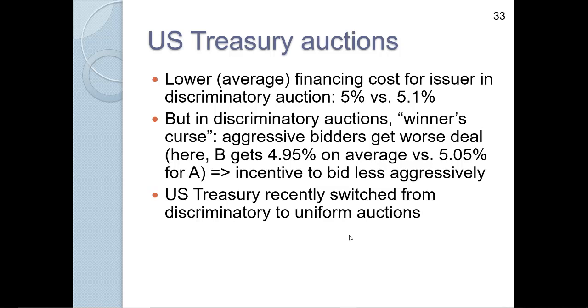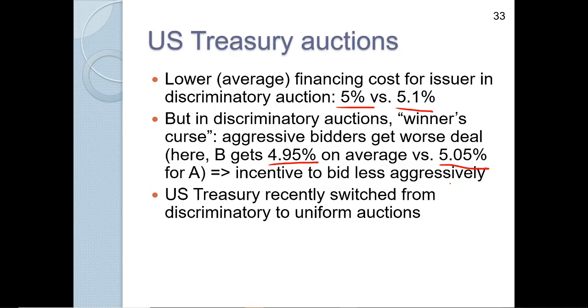If we compare the two types of auctions, we see that in the discriminatory auction, the US government has to pay a lower average yield. They only pay 5% versus the 5.1% that they pay in the uniform auction. That means that in the discriminatory auction, we have something called the winner's curse. Why is it called winner's curse? Because even though you win, you end up getting a lower yield. In this case, for example, B is getting a lower yield of 4.95 in the discriminatory auction versus the 5.05 that A gets. So there's an incentive to bid less aggressively, but once you win, you end up getting a lower yield, which is not so good for you.